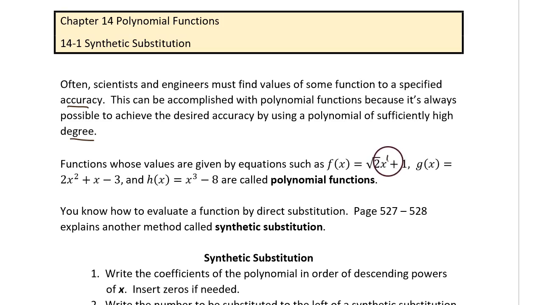This one goes to the first power, it's linear. This one goes to the second power, it's quadratic. This one here goes to the third power. I don't remember if we had a word for that, but that's cubic. We know how to evaluate functions by direct substitution. For instance, if you wanted to find f of 3, you would substitute a 3 where the x is, and then figure out what this is equal to. That's called evaluating the function.